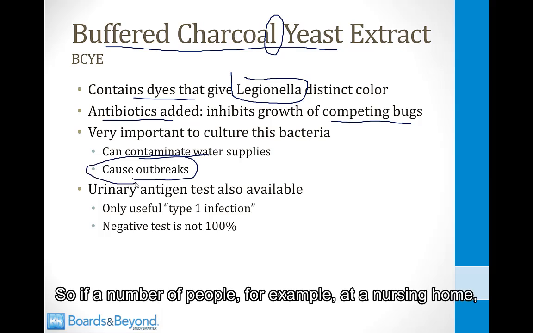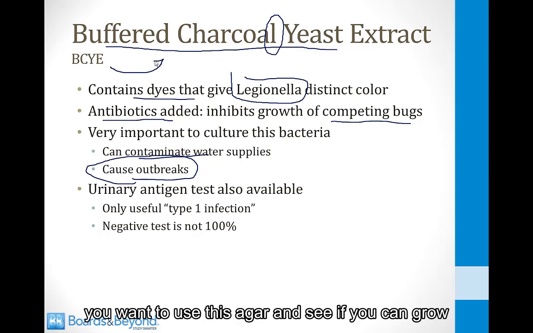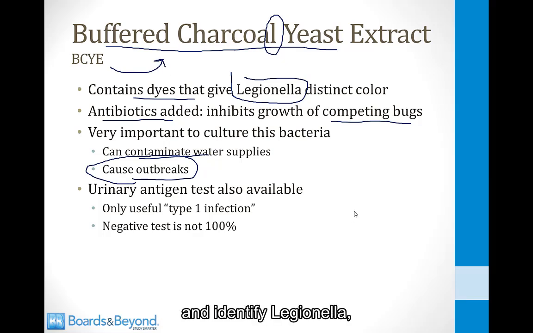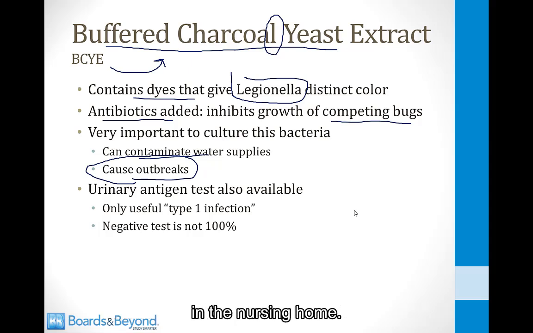So if a number of people, for example, at a nursing home have atypical pneumonias, you want to use this agar and see if you can grow and identify Legionella, because if you find it, you're then going to want to investigate whether or not there is an outbreak in the nursing home.